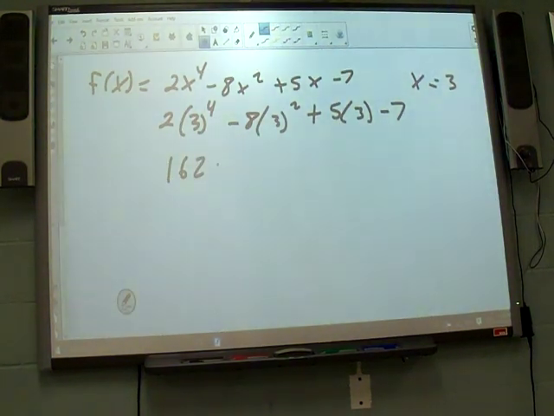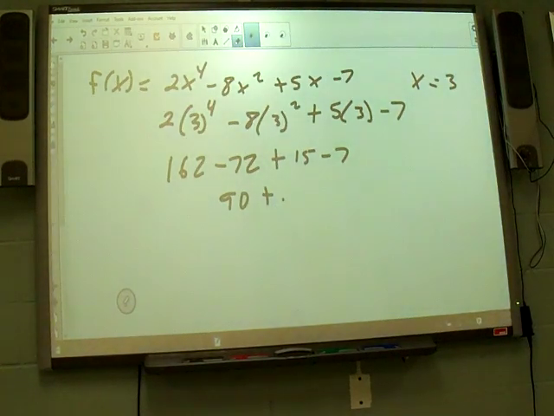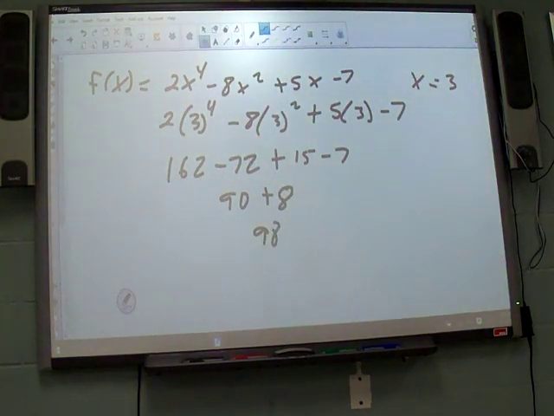3 squared is 9 times 8 is 72. 5 times 3 is 15. 90. Y'all let me know if any of my mental math's wrong, because it can happen. Y'all get 98? Yeah? For real? I have no clue. We'll work it out. I'll go with that.